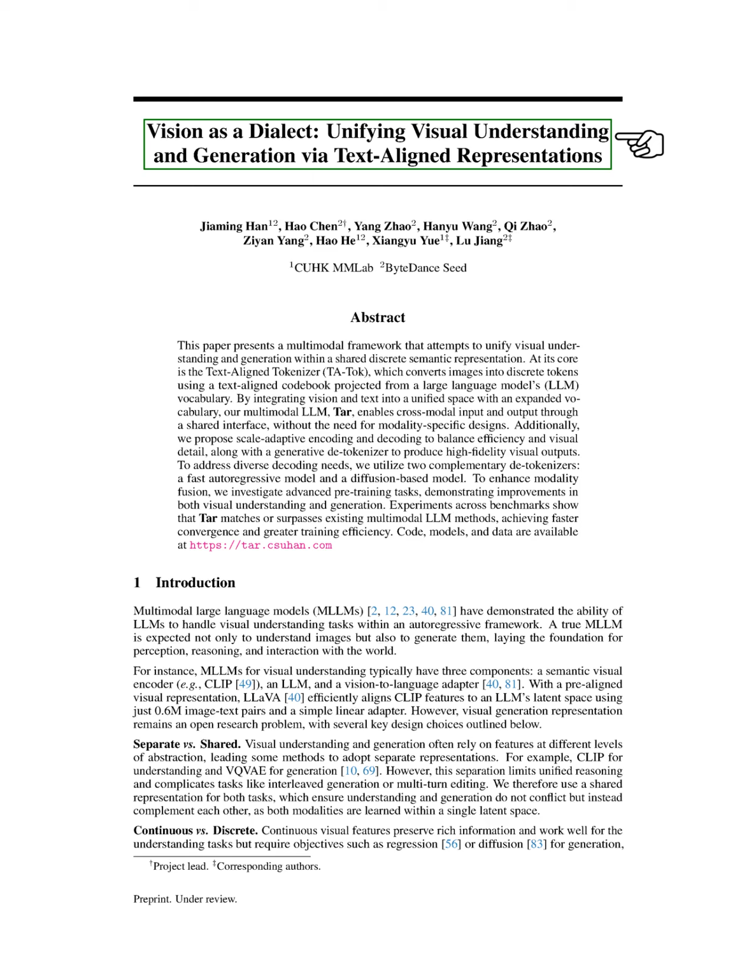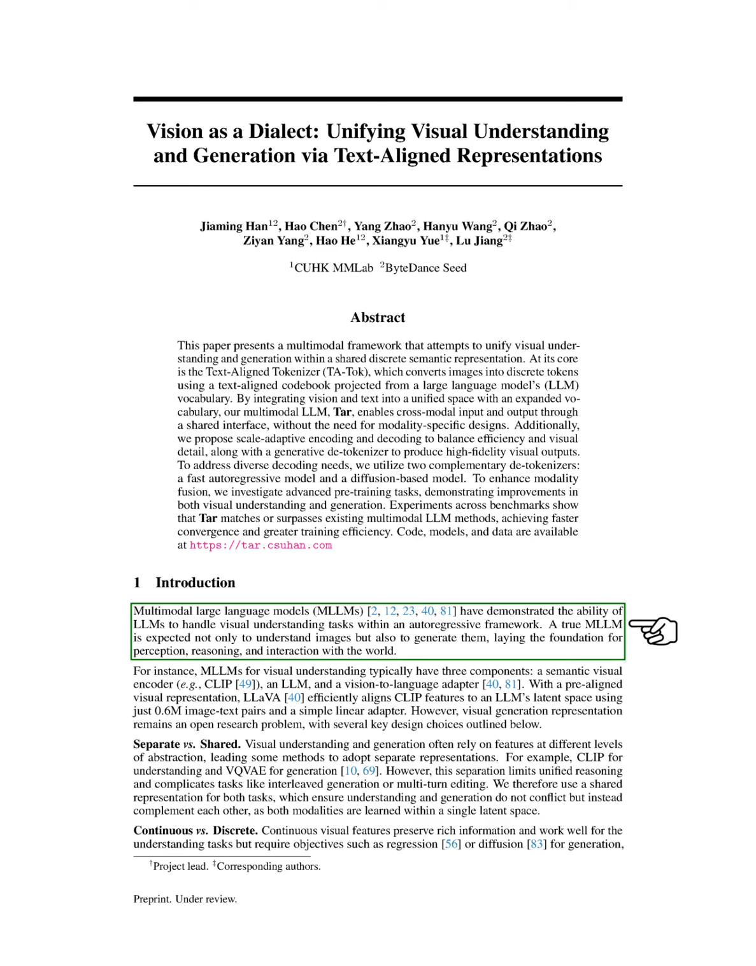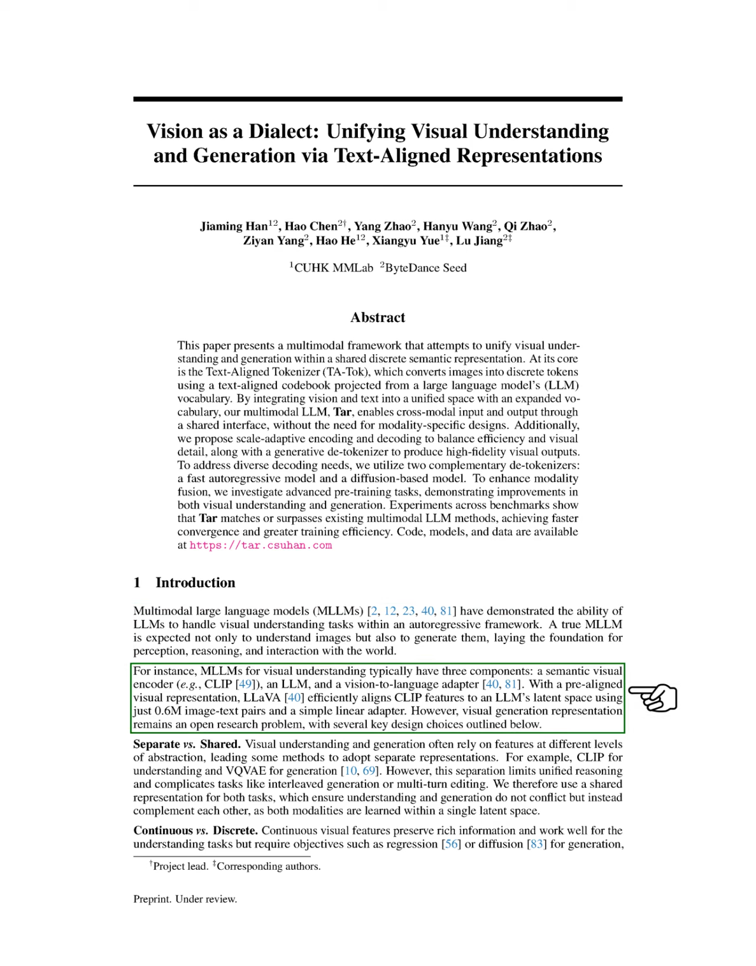Section: Introduction. In this section, we discuss multimodal large language models, MLLMs, and their ability to perform visual understanding tasks within an autoregressive framework. A true MLLM should not only comprehend images but also generate them, which is essential for interacting with the world. Typically, MLLMs for visual understanding consist of three parts: a semantic visual encoder, a large language model, LLM, and a vision-to-language adapter. For instance, LLaVA effectively aligns visual features to an LLM's latent space using a small number of image-text pairs and a simple linear adapter.